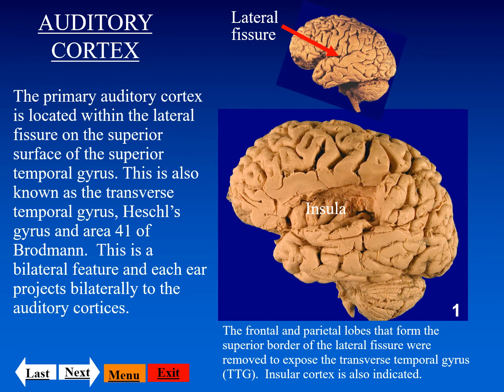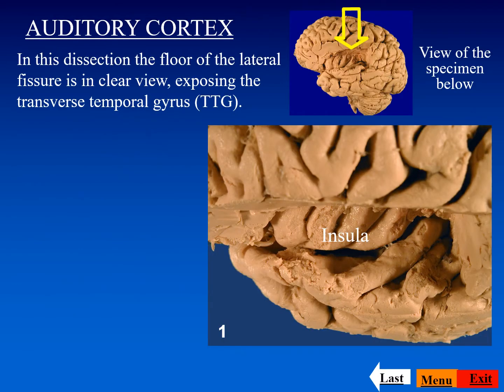This and the next slide illustrate the primary auditory cortex. Part of the frontal and parietal lobes were removed, exposing this auditory cortical area deep in the lateral fissure, as well as exposing the primitive insular cortex, sometimes called the 5th lobe of the brain. In this view from above, we get an extended view of the primary cortical area, the transverse temporal gyrus, and also, again, the view of the insula or insular cortex.